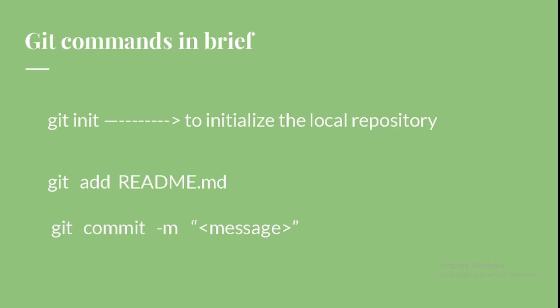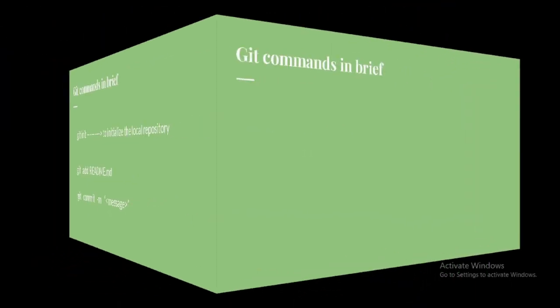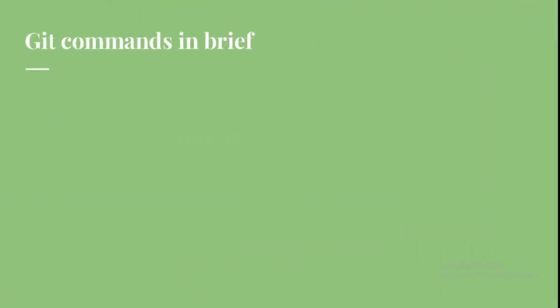-m is for the message, whatever message we want to give for future reference. So git commit -m, with whatever message we want to give. Different organizations have their own standards for giving messages. So the third point was git commands, which I told you in the agenda that we will discuss.